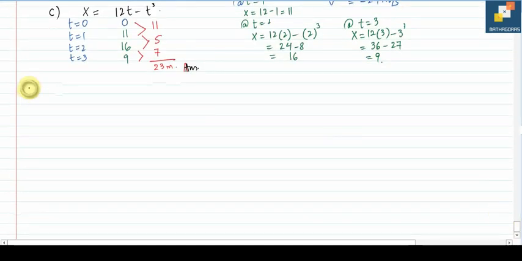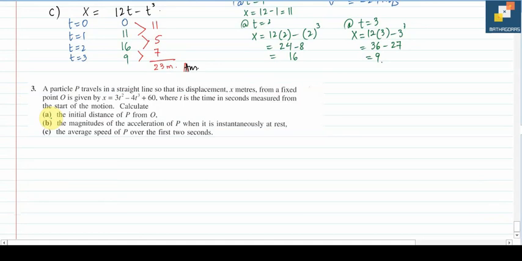It's question number 3. A particle moves in a straight line so that its displacement from a fixed point O is given by the equation you have. For the first part, we have the equation x equals to 3t square minus 4t cube plus 6t, where t is time in seconds measured from the start of the motion. Calculate the initial distance of the particle from O.